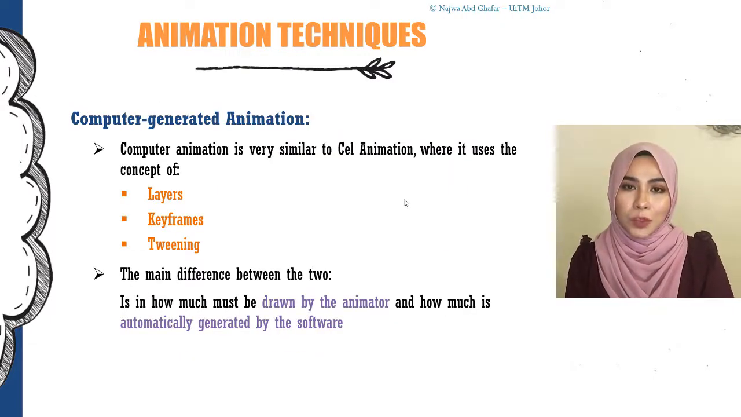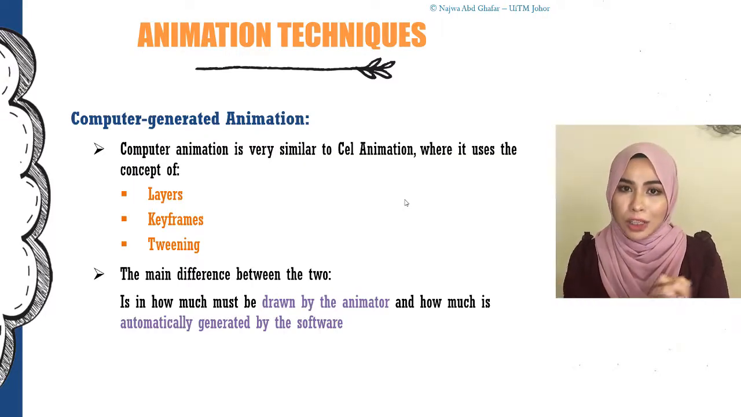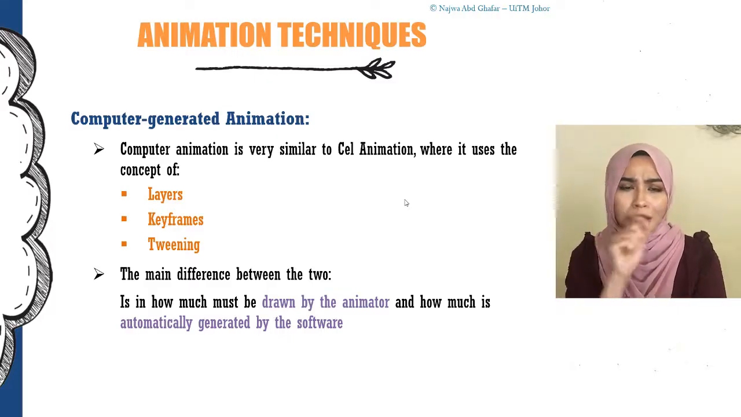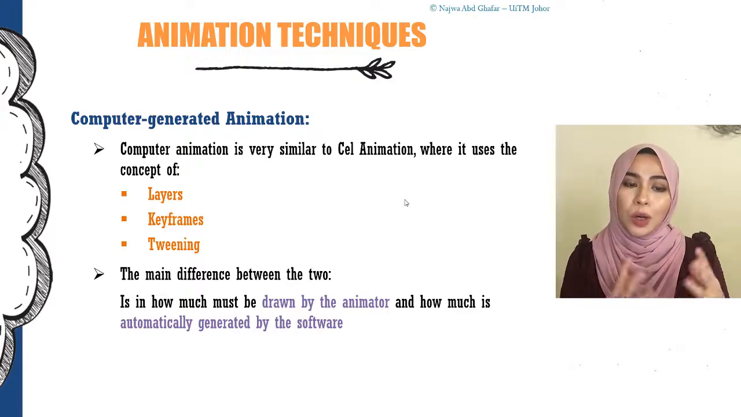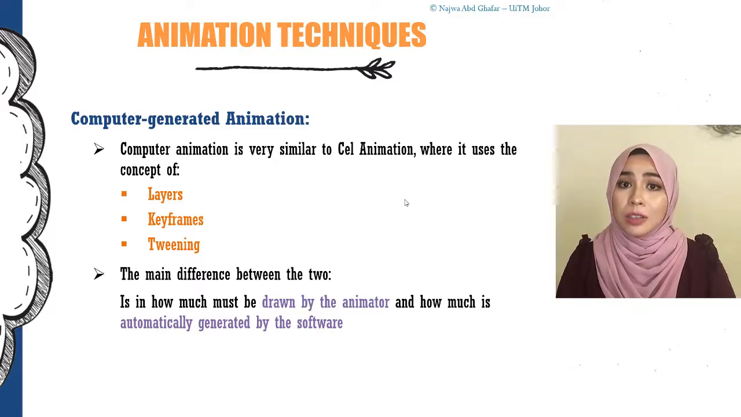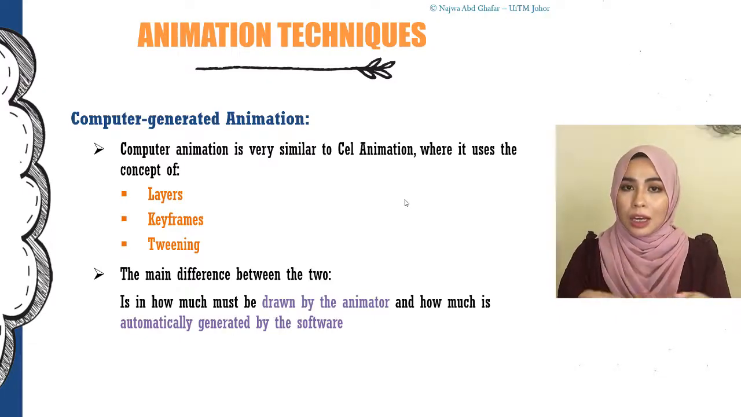Now let's talk about computer generated animation. Animation can be created by hand, where we have cell animations in which everything is drawn by hand. Nowadays we don't really do that because it is too time consuming. Each picture must be drawn by hand and colored by hand, and we don't need that since we have computers. Animation that is created using a computer is called computer generated animation. The concept of computer animation is very similar to cell animation, where it uses the same concept of layers, keyframes, and also tweening.